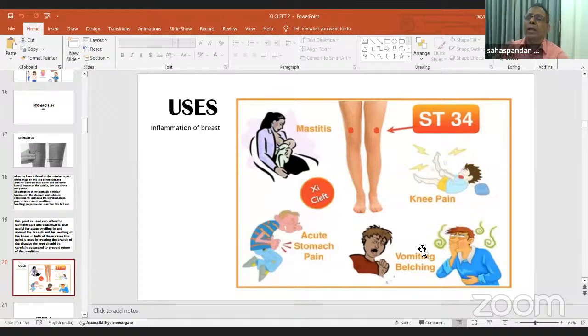If there is belching or vomiting, the stomach chi is flowing from down to up. So there is the vomiting and belching, and this point stops vomiting and belching. It also works on the knee. There are other points also for knee pain. The most powerful point for knee pain is pericardium 6. Okay.